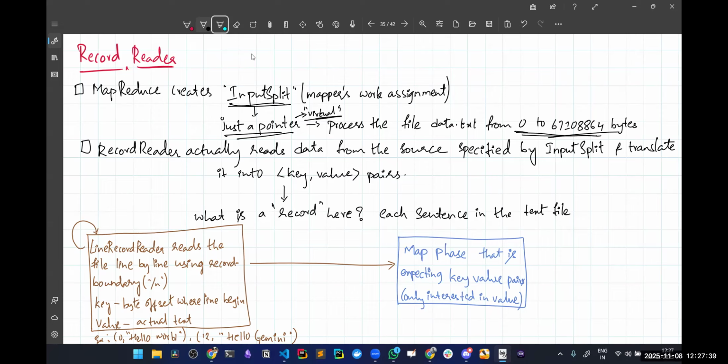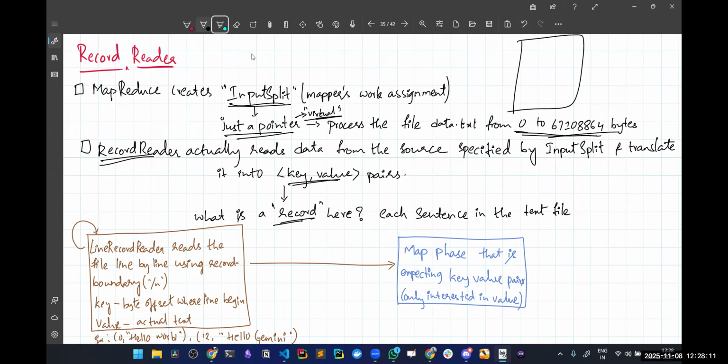Right. Before the map actually gets the data, it relies on something called a record reader. Whatever the input split is giving this record reader to read, it will read it and convert it into key value pairs. So basically a record here means a sentence from the text file. That's how the record reader works.